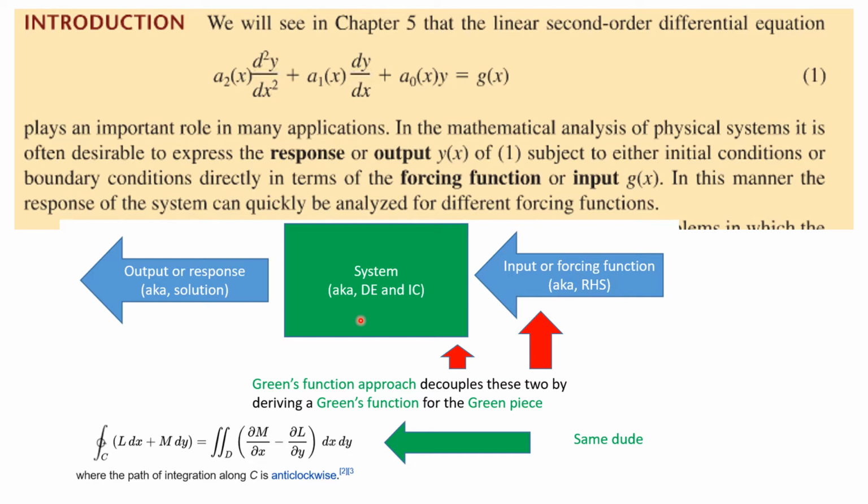Now, the approaches to date have considered this holistically together in large measure, but this time we're going to split it into two approaches. The Green's function approach decouples the system from the input or forcing function and combines them in a way where we can derive a Green's function for the green piece. This will become clear later, but we basically set up a solution that will hold regardless of the input or forcing function.